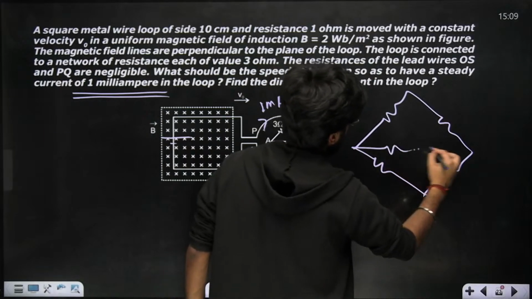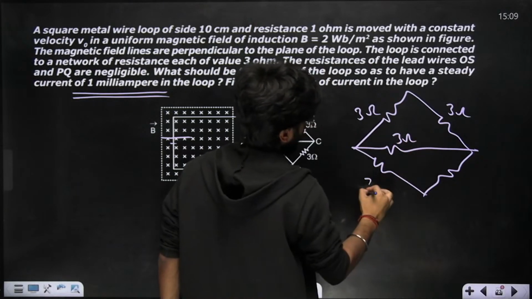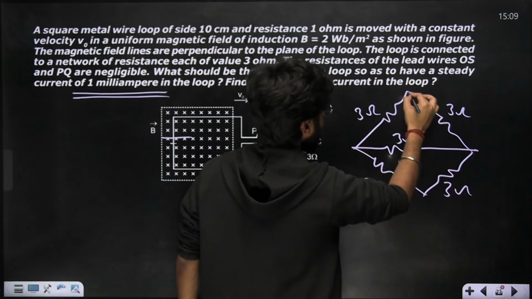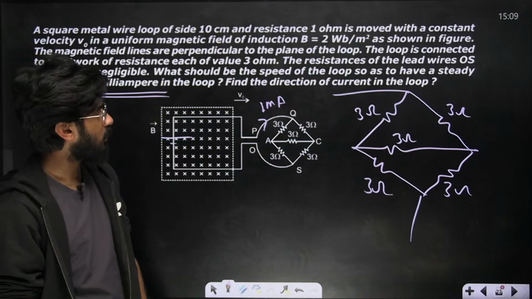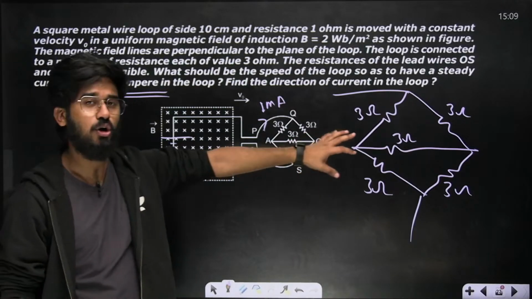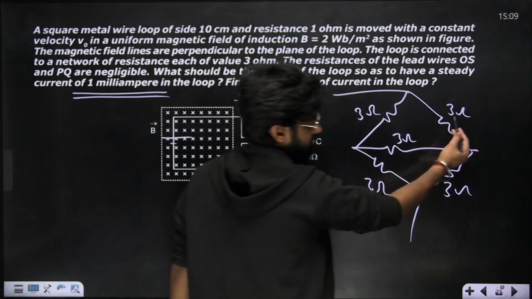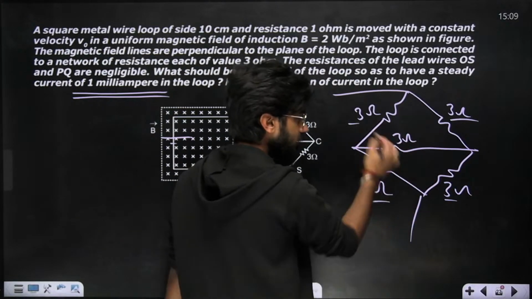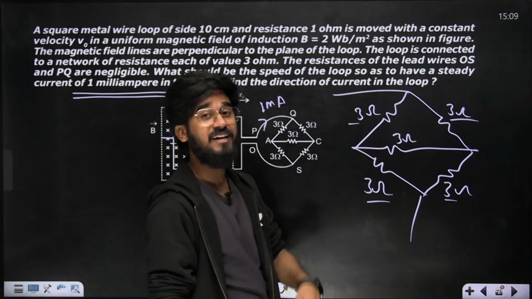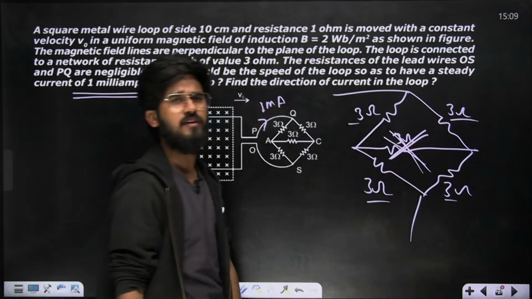3 ohm, 3 ohm, 3 ohm. This is also 3 ohm. This is also 3 ohm. And the circuit is connected here. Don't get confused, it is not looking like a Wheatstone bridge, but it is a Wheatstone bridge. 3 into 3 is 9, and 3 into 3 is 9. R1 R4 is equal to R2 R3, so the bridge is balanced, and the current through this particular wire will be negligible.